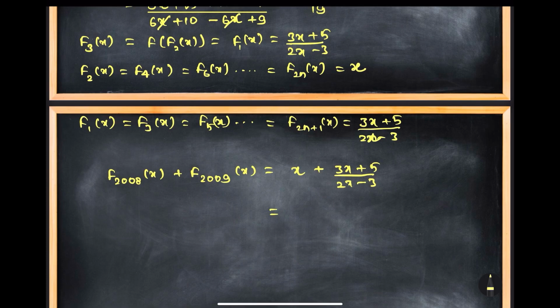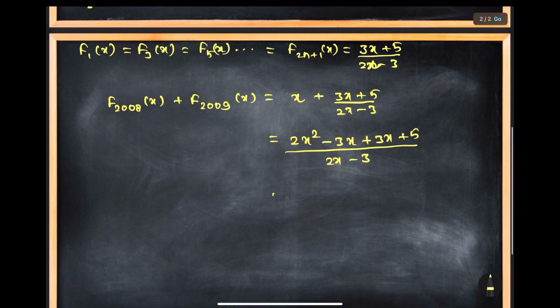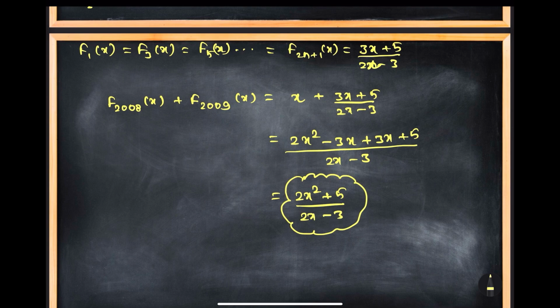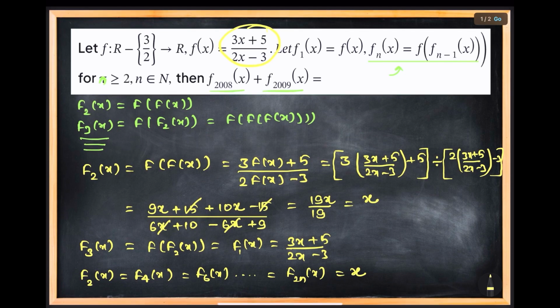So we add x and 3x plus 5 upon 2x minus 3. Let's do the simplification. So we will be having 2x square minus 3x plus 3x plus 5 upon 2x minus 3. So we will be getting 2x square plus 5 upon 2x minus 3. So after simplifying the question, we got this as the result. I hope you got the idea, you got the approach, and hopefully you guys can handle similar situations. Okay?